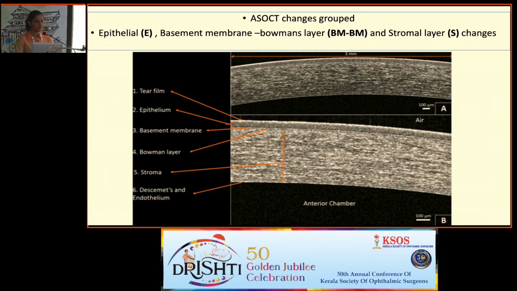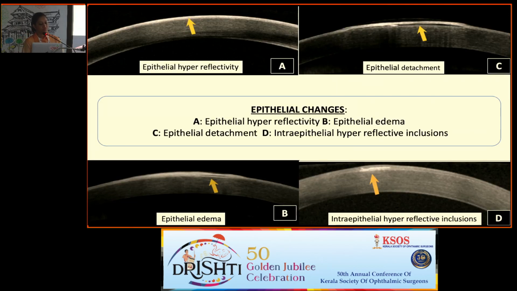ASOCT changes in RCS patients are seen more in the superior layers, that is, in the layer of the epithelium, the epithelial basement membrane Bowman's layer complex, that is the BMBM, and the stroma. These are the common changes that we looked at. The epithelial changes that we commonly noted were epithelial hyperreflectivity, epithelial detachment, epithelial edema, and intraepithelial hyperreflective inclusion bodies were seen in a few.